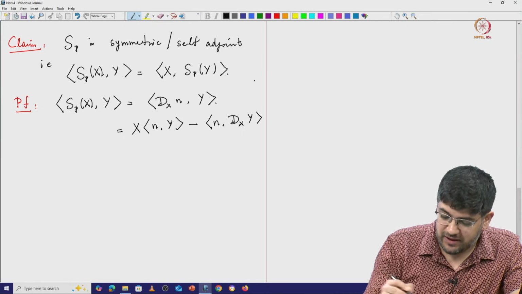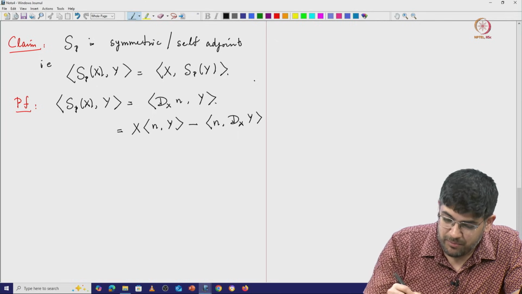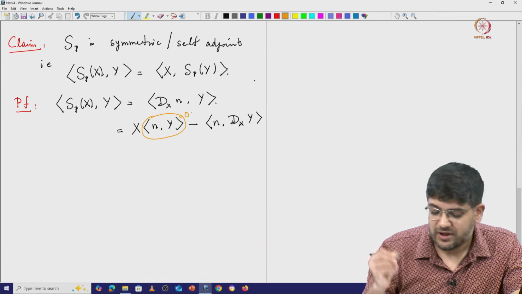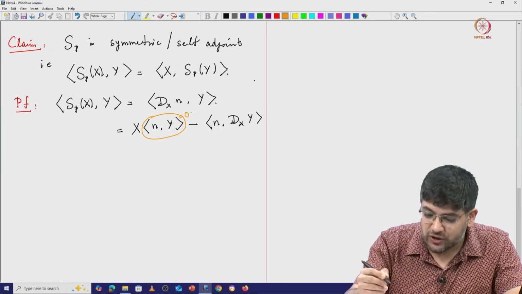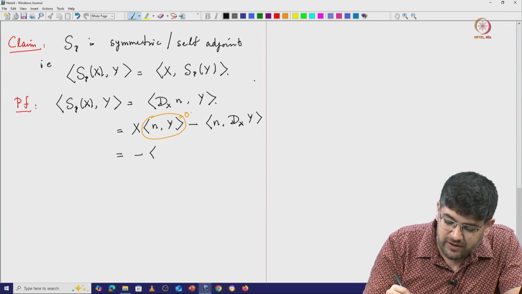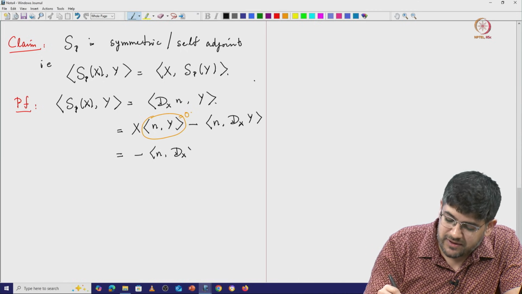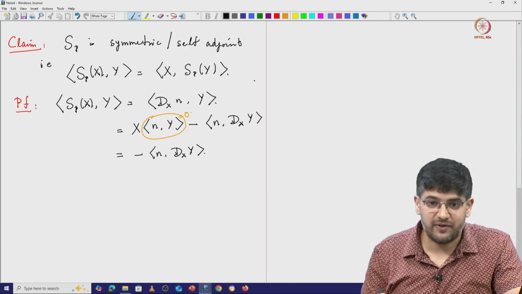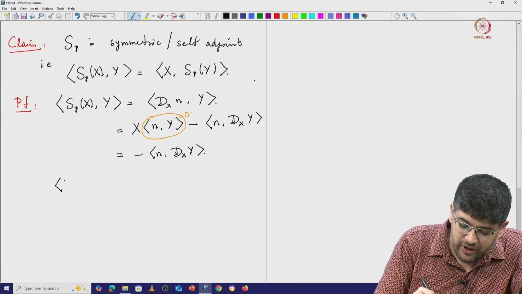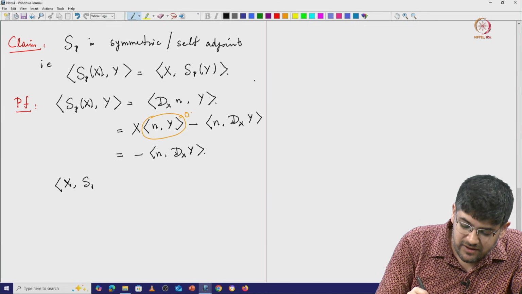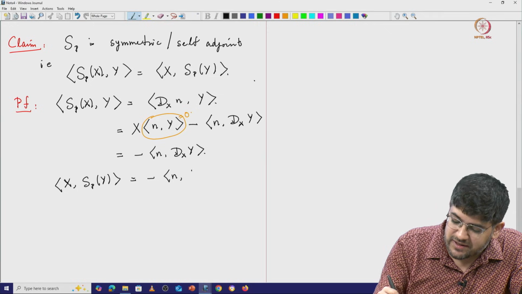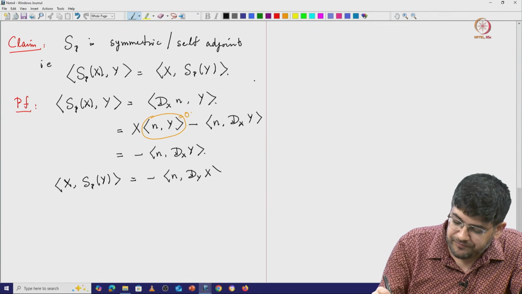All right, but what is this? This guy is always 0 because n and y are always orthogonal to each other, right? N is the normal vector to the surface. So this is just going to be n times the directional derivative of y in the direction of x. Now just reverse the roles of x and y. Because the inner product is symmetric, reversing the role of x and y would give you something like this, right.